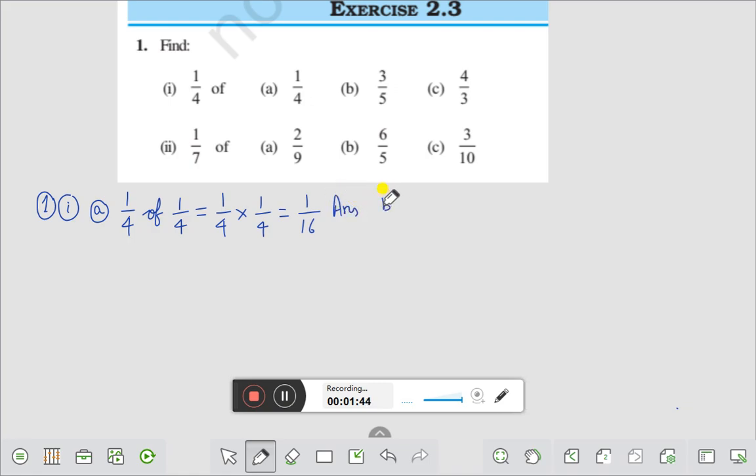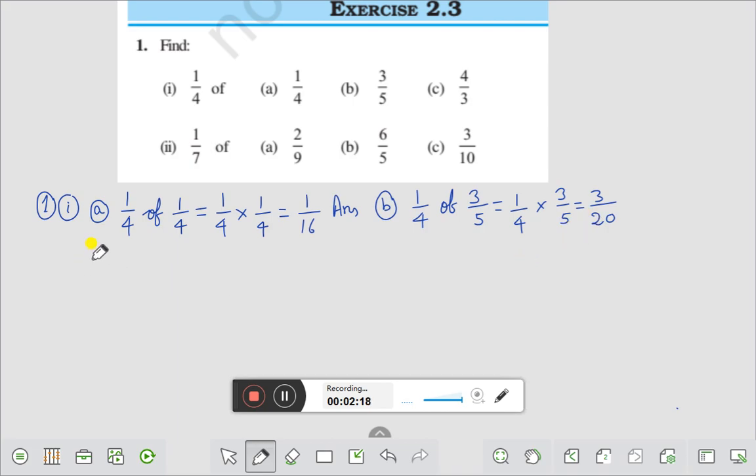Now B is 1 by 4 of 3 by 5, that will be equal to 1 by 4 of means multiply 3 by 5, that is equal to 3 by 4 times 5, which is 20.